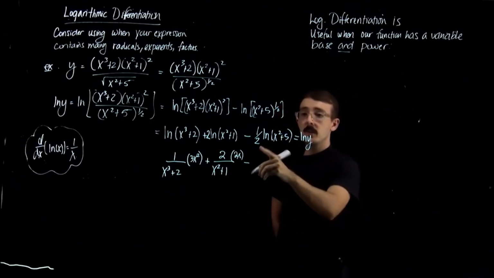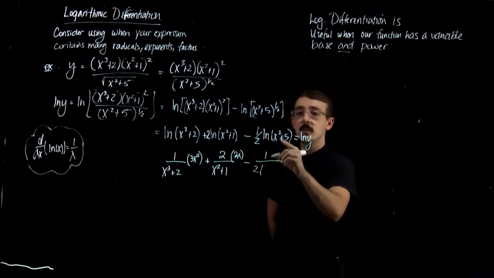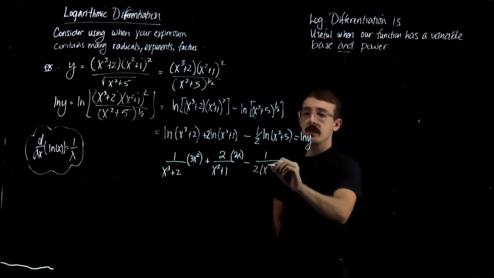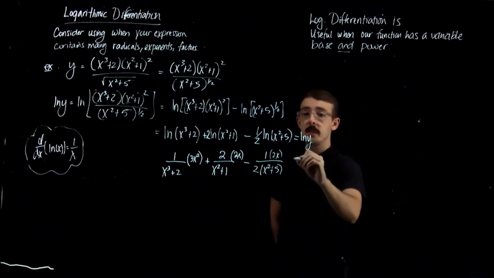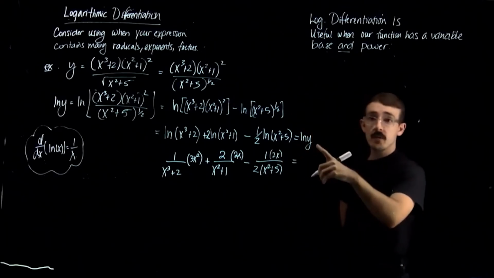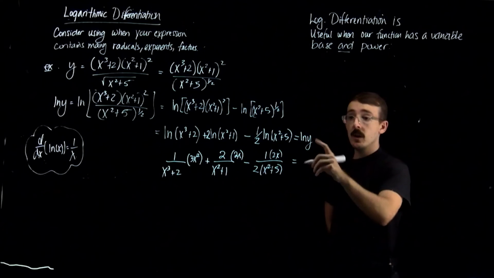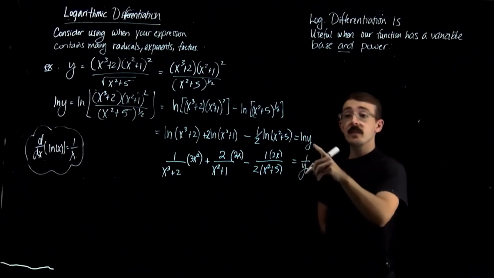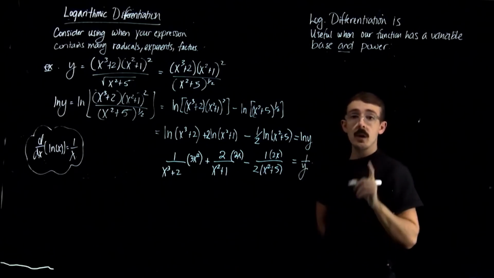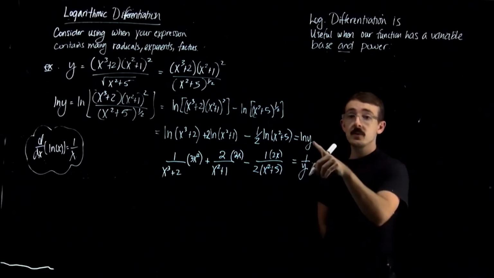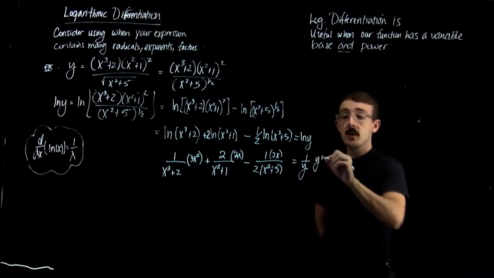Minus. Here I'm going to ignore the 1/2. And then I'll do 1 over whatever's in here, so 1 over x squared plus 5. Derivative of the inside is 2x. Equals the log of the right side here. So log of y is 1 over whatever it is. Derivative of the inside. So recall from the last video, to take the derivative of y, derivative of y is 1 times y prime.